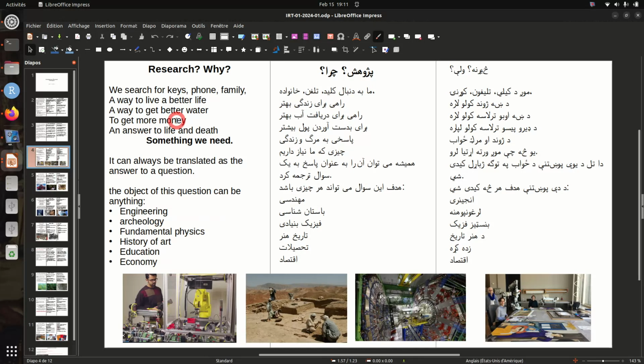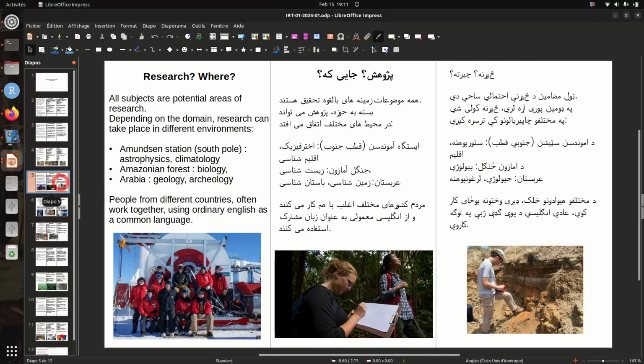The most important thing about research is that there is no border on the topic it can cover. We always think about research as this kind of environment, but it can cover engineering as well as archaeology, fundamental physics, history of arts, education, theology and religion. All the topics can be covered by research. And a really pleasant consequence of that is that because research can be applied to many areas and many topics, it can also be done in very different environments.